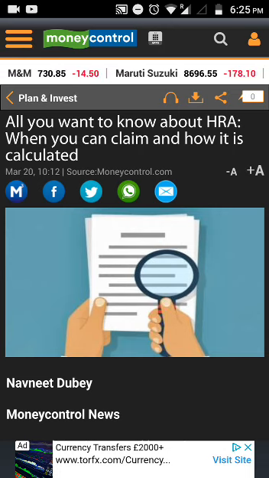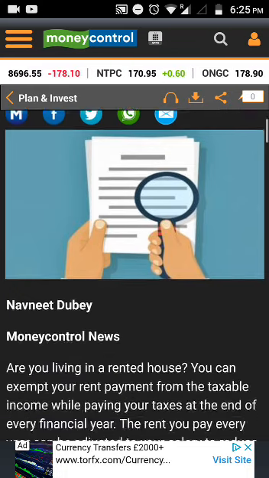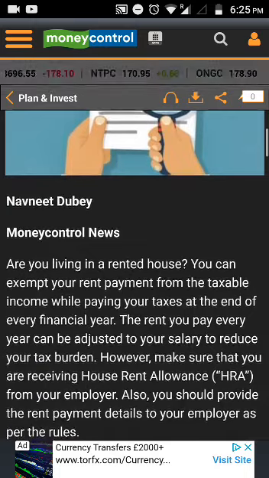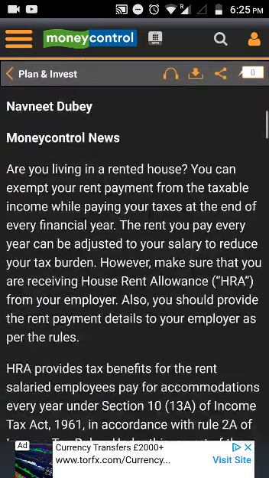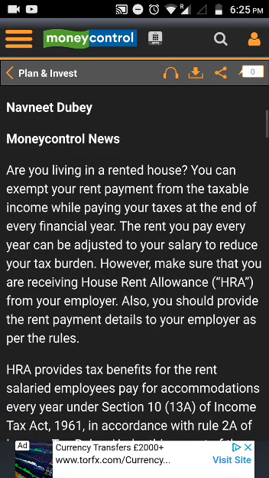So make sure that you are receiving house rent allowance, HRA, from your employer, and also you should provide the rent payment details to your employer as per the tax rules. HRA provides tax benefits for the rent salaried employees pay for accommodation every year under Section 10(13A) of the Income Tax Act 1961, in accordance with Rule 2A of the Income Tax Rules. Under this, a part of the salary, depending on the place of residence, your basic salary and your actual rent, is considered as house rent and is exempted from tax.